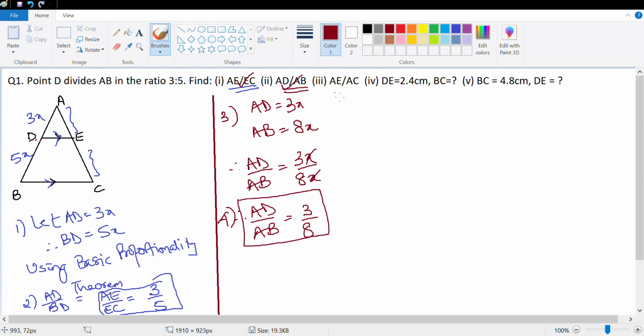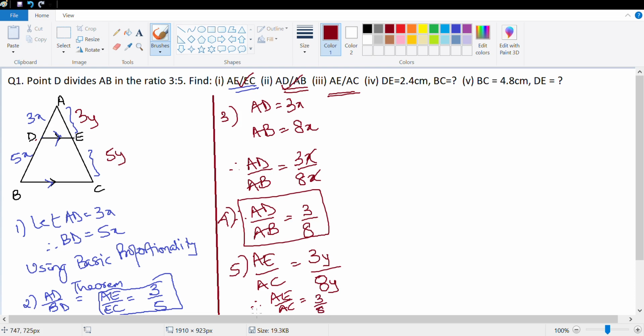Done. Simple. Next, AE upon AC, which is exactly the same thing. AE is given as, let's call it 3y, and AC is 8y. So this is 3y, this is 5y, therefore AE upon AC is also equal to 3/8. That's point number 6. So we've done the third part of the question as well. Let's look at the fourth part.